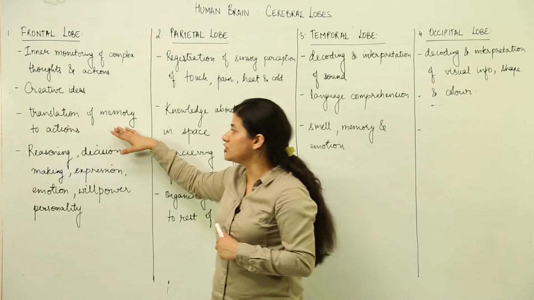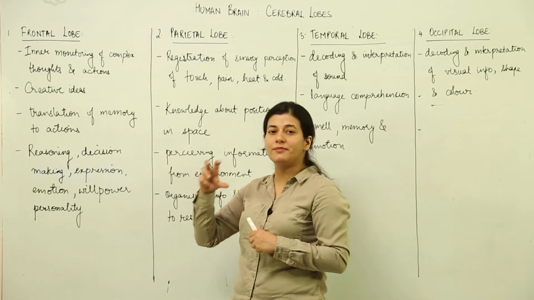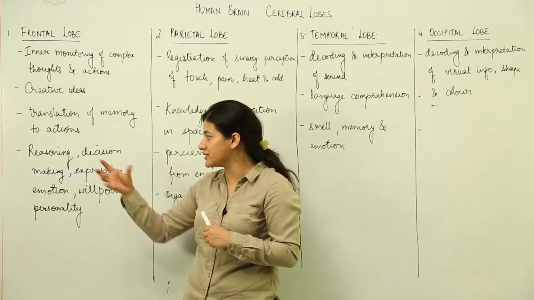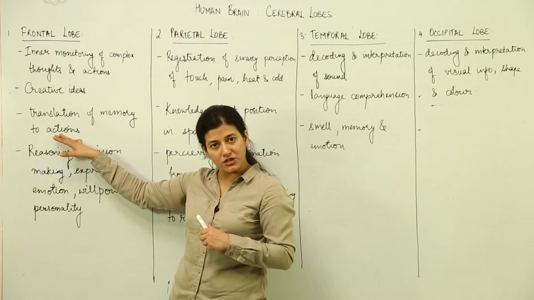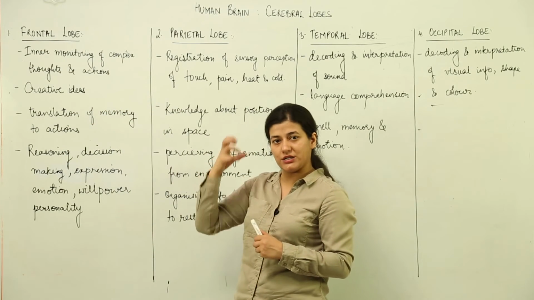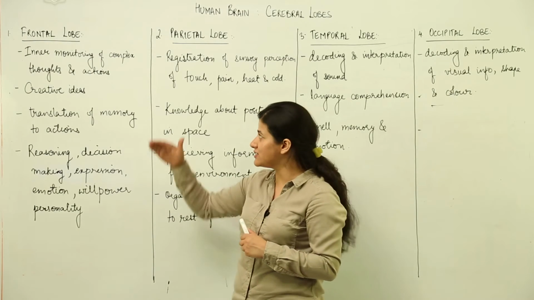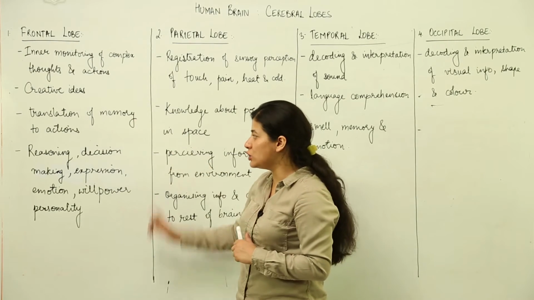Then there is translation of memory to actions. The memory basically is about the muscular actions we have to discuss over here. The actions which are to be brought about would be by the muscles. So there is the memory which is being created in the frontal lobe, and how that memory is to be translated into muscular actions is also carried out in the frontal lobe only.